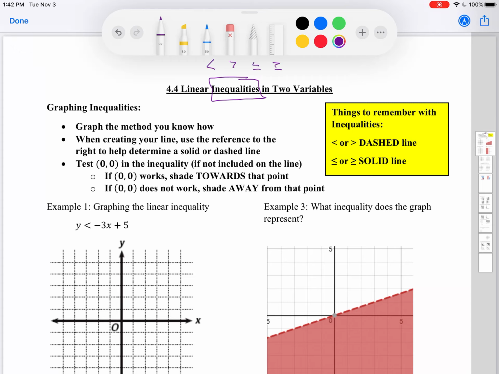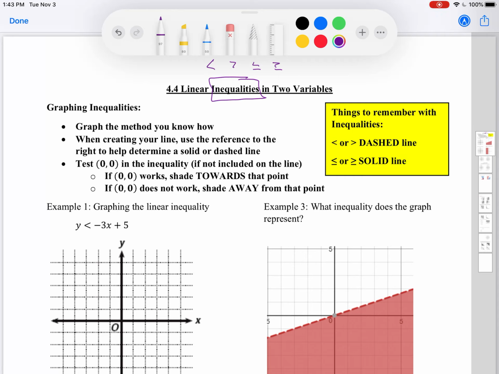All right. So if you look at the title of this first page, we have 4.4 linear inequalities. And we have seen linear inequalities before. Those had to deal with our less than, our greater than, our less than or equal to, or our greater than or equal to signs. All right. So again, we're talking about those inequalities.